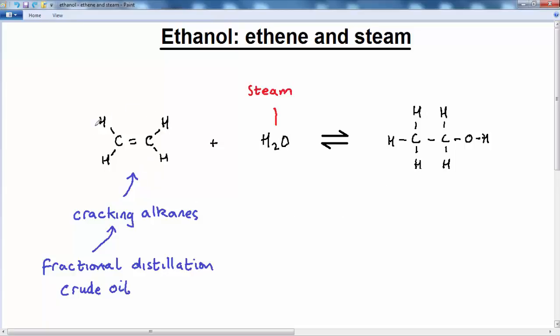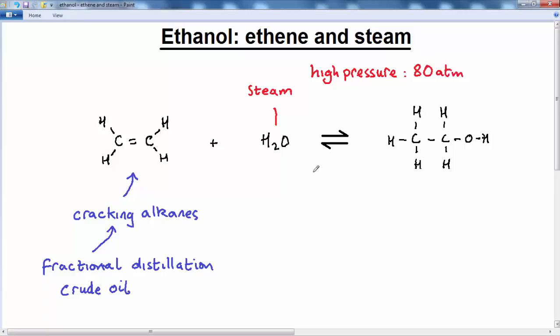Now, you'll notice that on the left of the equation we have 2 gases. So water is in the gas state here, it's steam. And so we have 2 volumes of gas on the left, but only 1 volume on the right. So in this case, the forward reaction will be favoured by high pressures. Alright, so we'll write high pressure, and typically that will be around 80 atmospheres.